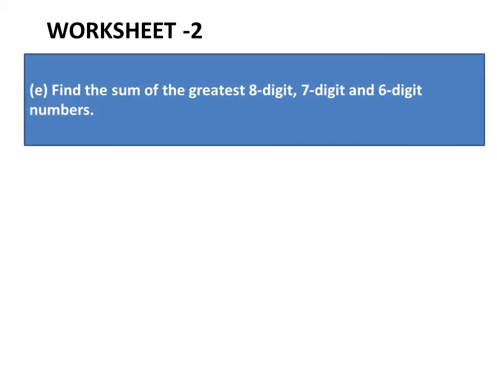For the last question, question number E. Find the sum of the greatest 8-digit, 7-digit and 6-digit numbers. See, find the sum means plus, and plus means addition. So to find the solution in this question, we will do addition. Everyone knows the greatest 8-digit number, 7-digit number and 6-digit number.